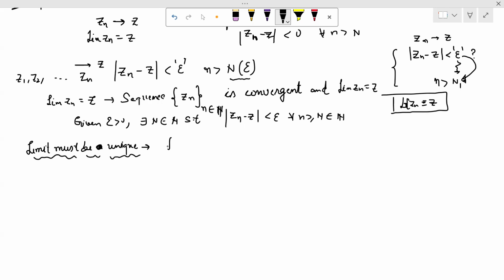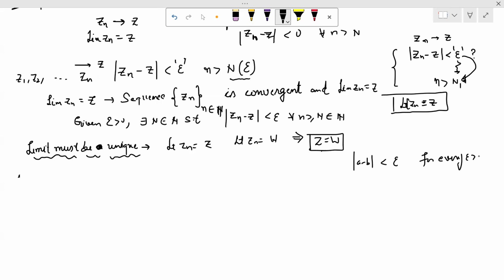By which I mean that if it happens that limit Zn comes out to be Z and limit Zn also comes out to be W, then the sequence is convergent only if Z is equal to W. So how do we prove it? There can be two methods. One of the methods is very fundamental. Always remember that if |A minus B| can be made less than epsilon for every epsilon greater than 0, it implies that A must be equal to B. Remember this result, we'll use it.